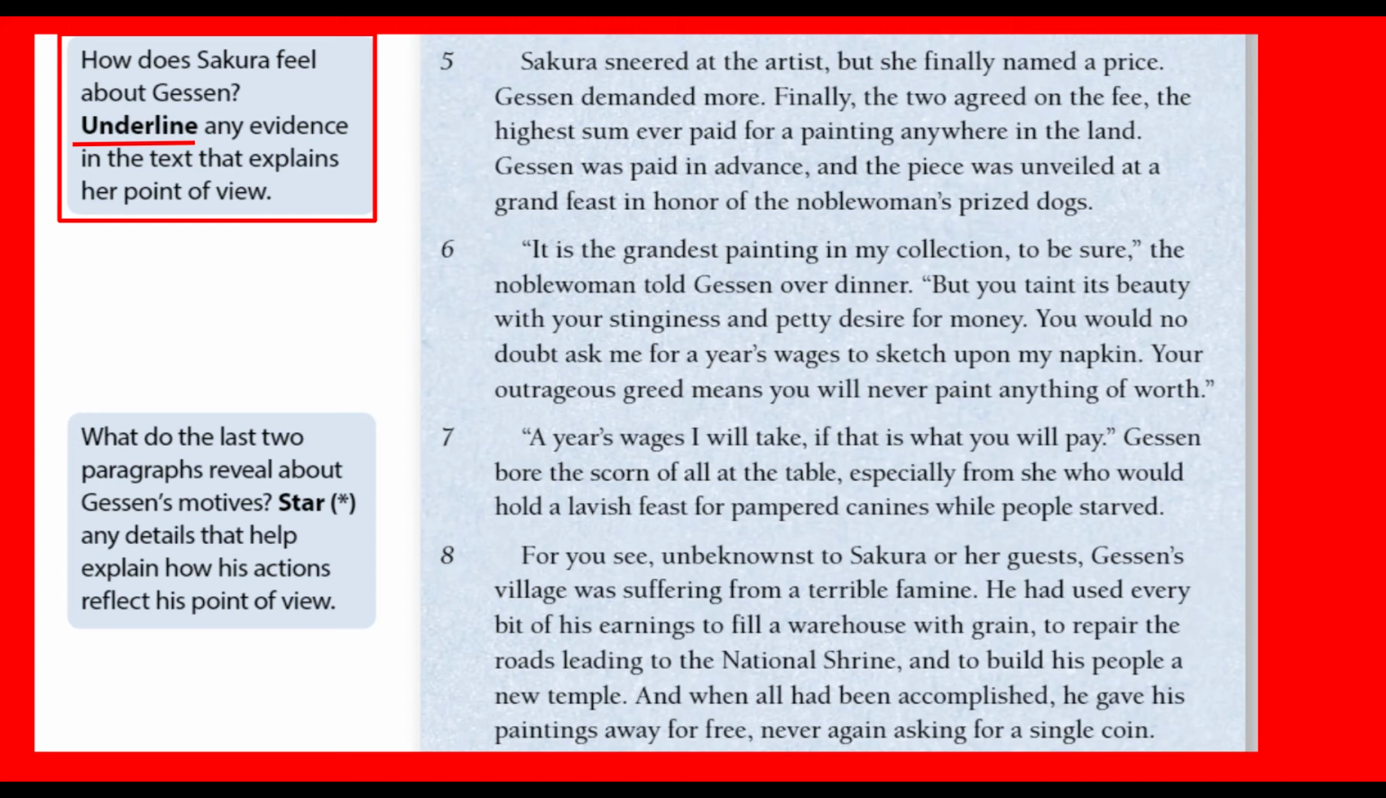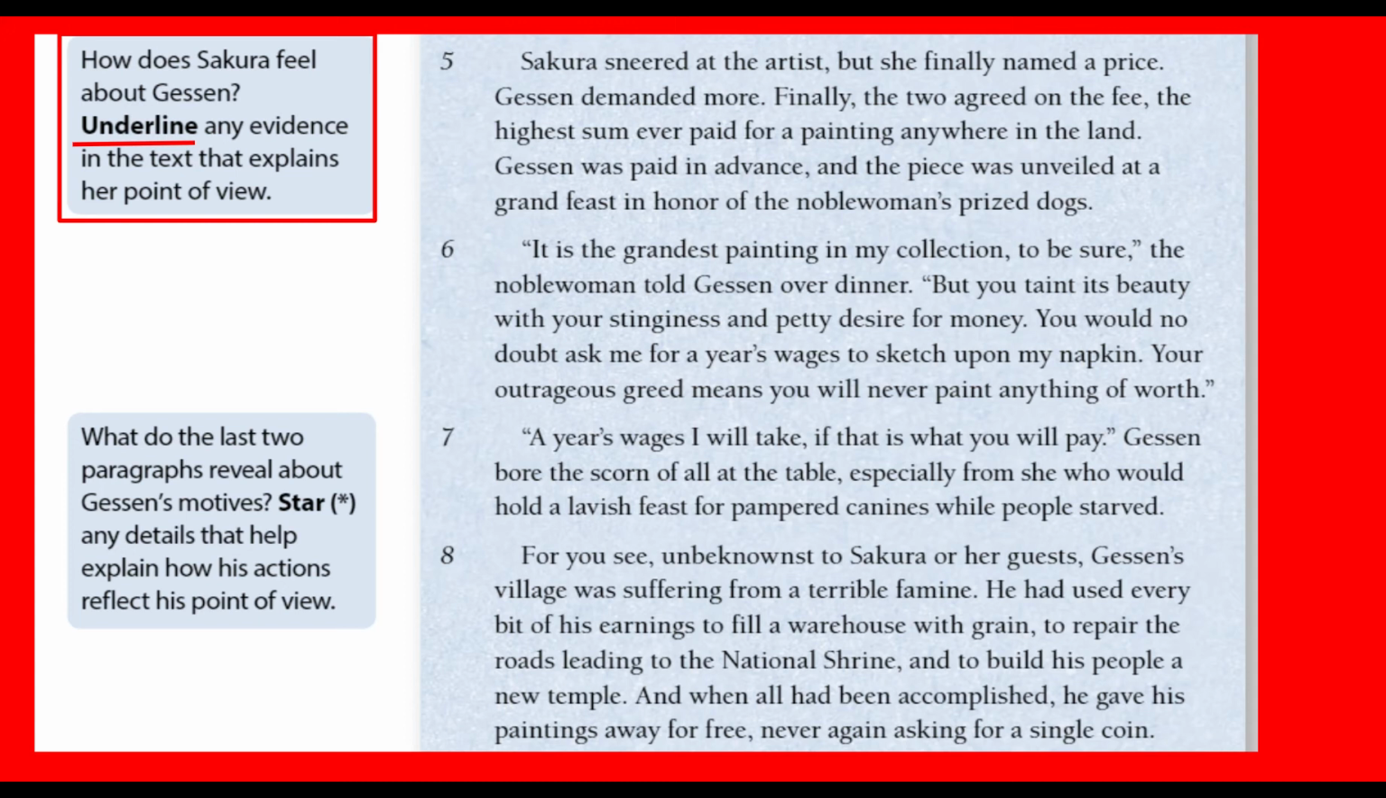So as you read a second time, you are going to think about how Sakura feels about the artist Jeshin, right? Does she like him? Does she not like him? You tell me. You have to underline evidence in the text that explains her point of view. And when I say her point of view, I mean evidence that tells us how she feels about him. So go ahead and reread The Stingy Artist a second time, but this time underline details about how Sakura feels about Jeshin. When you have finished, come back and we will go over it together.